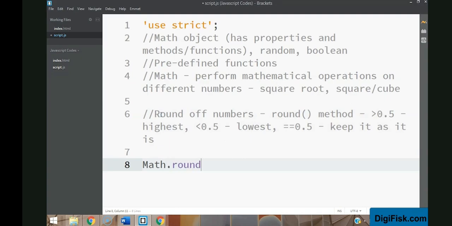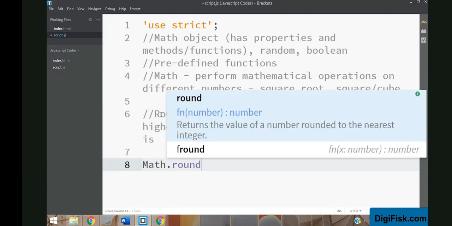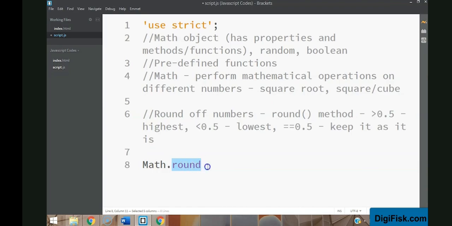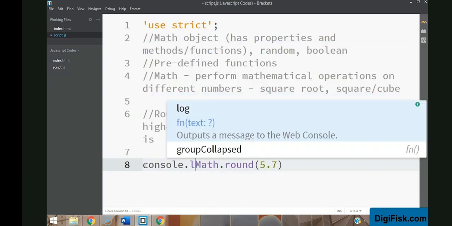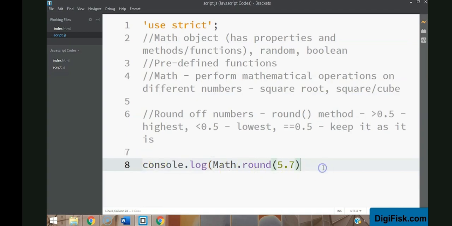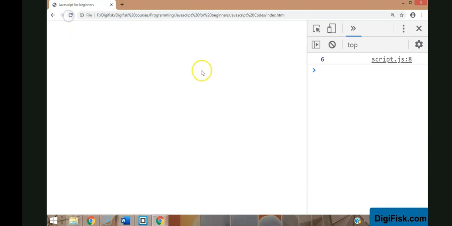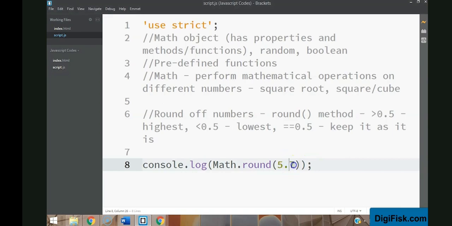Let me show you how to do that. For example, if I say Math.round, this is how you have to start it, where all of these are small letters, and inside of this you have to give the number that you want to round off. We can give any number. If I give 5.7, let's see what happens. I should put this inside a console.log or an alert like this. Refresh. There you go. I'm getting a 6 right now, and that's because it's rounding it off. Since this is a 0.7, it's rounding it off to the highest number.